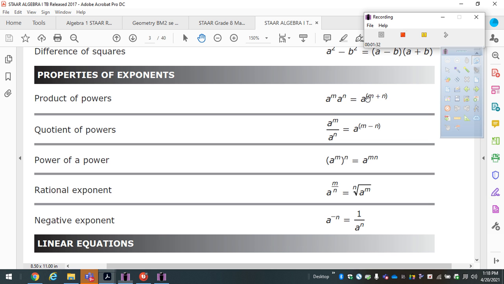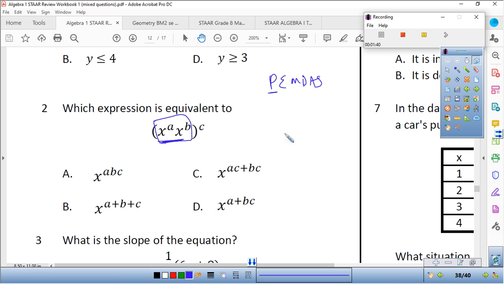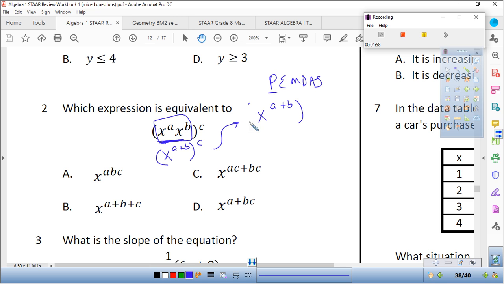and then multiply to each other? You add them, okay? So the inside becomes x to the a plus b, to the c. So you have x to the a and b, and all that raised to the c. You still multiply the powers, right?